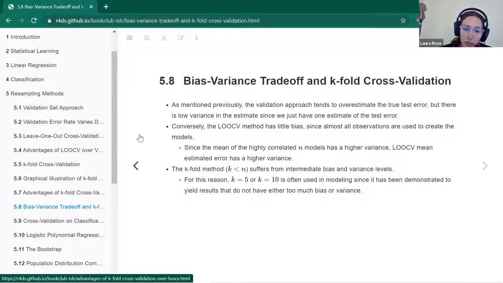So the K-fold method, assuming K is less than N, suffers from intermediate bias and variance levels, to go back to the Goldilocks illustration. And then they don't go into this in the book a lot, but it's mentioned that K equals 5, K equals 10 is often used in modeling since it has been demonstrated to yield results that do not have either too much bias or too much variance.